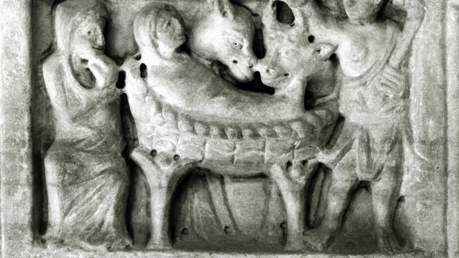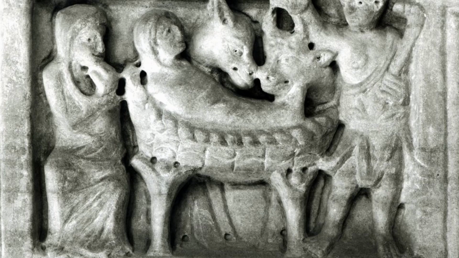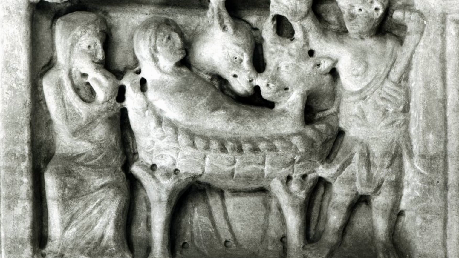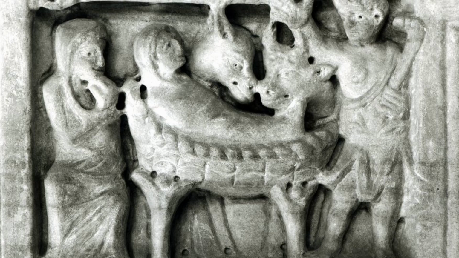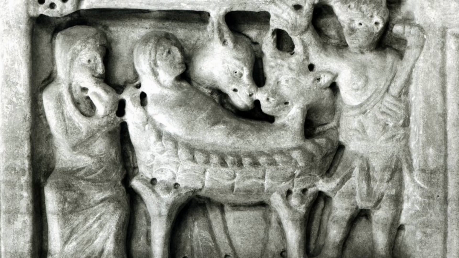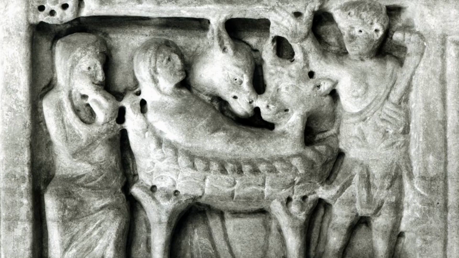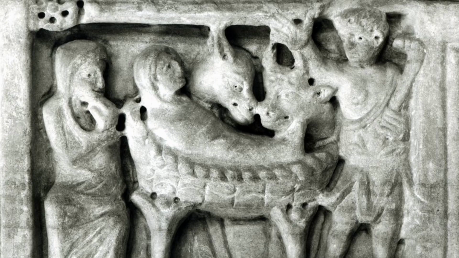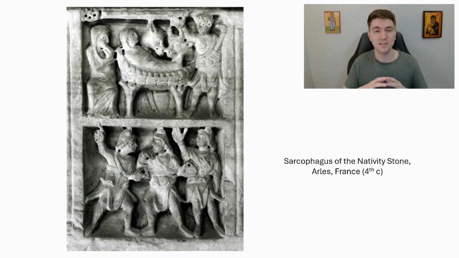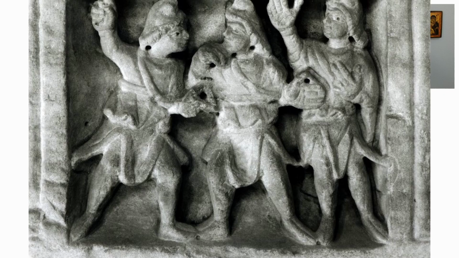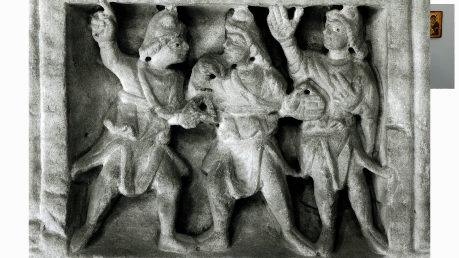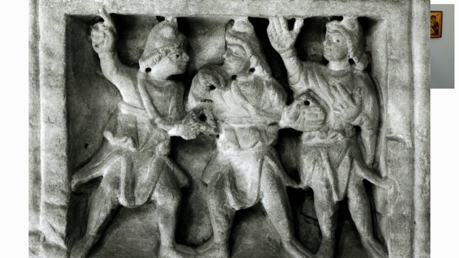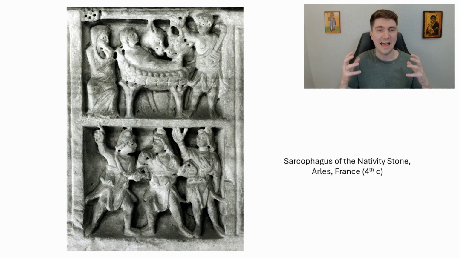You have Mary with her hand on her chin. She's pondering in her heart these events. You have the shepherd. He's pointing to the star. You have Jesus in this little basket-style manger. And you have the ox and the donkey looking over at Jesus. And then connected to this image is another image of the three magi. And they're pointing to the star, traveling on their way to see Jesus. So these would have been the original elements of the nativity icon in early Christianity.